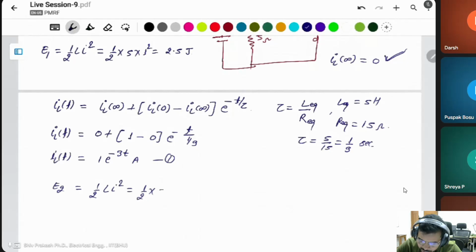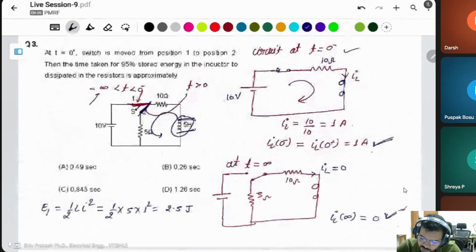The energy in the inductor is 5 into I, in this case e power of minus 3t. This will be 2.5 into e power of minus 60. But this question is asking about the time: for what time is 95% of the energy released?